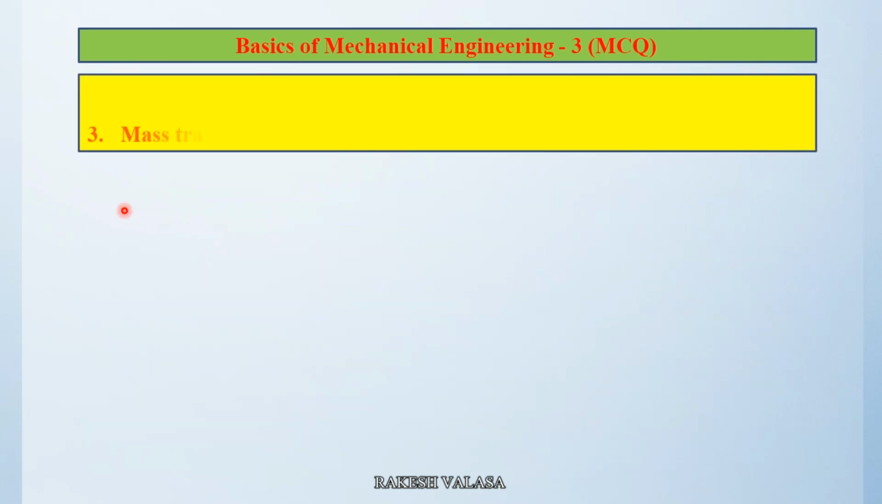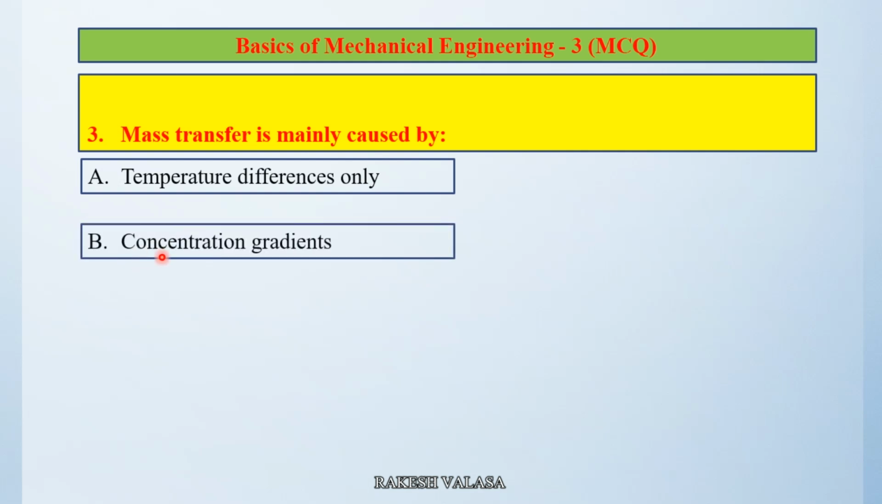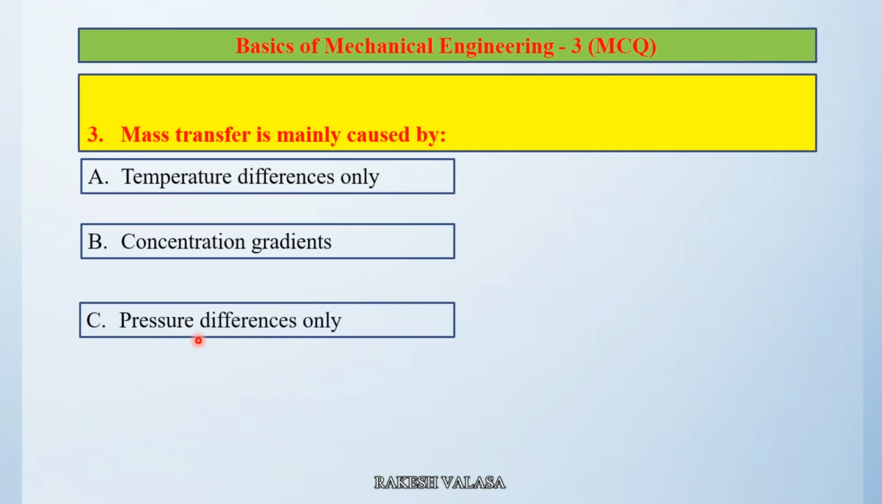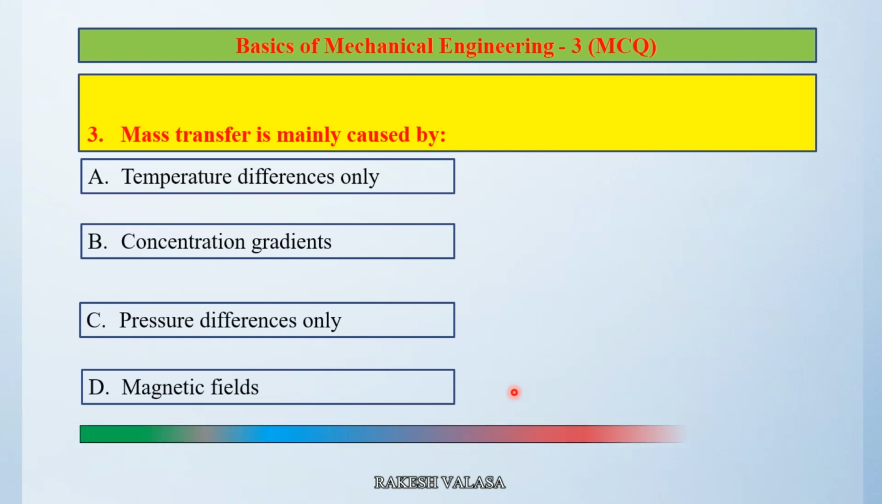Question number 3. Mass transfer is mainly caused by option A, temperature differences only. Option B, concentration gradients. Option C, pressure differences only. Option D, magnetic fields. The correct answer is option B, concentration gradients.